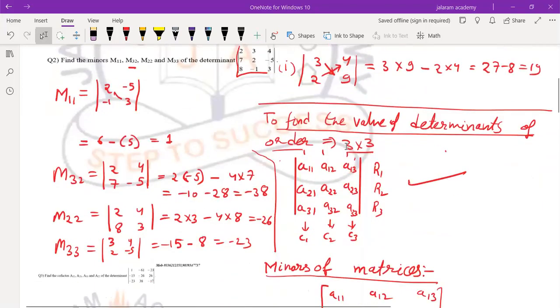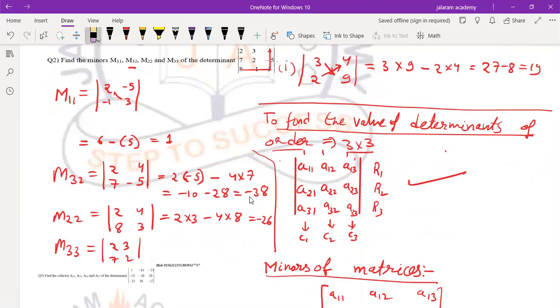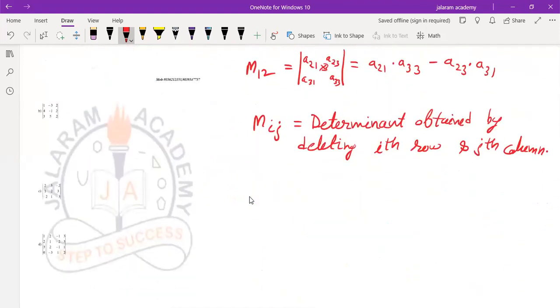And 3, 3, 3, 4, 2, minus 5. Third row actually. It is 3, 1. 2372. 2 2s are 4 minus 21, which is minus 17. So hope you all must have understood the meaning of minors of matrices.